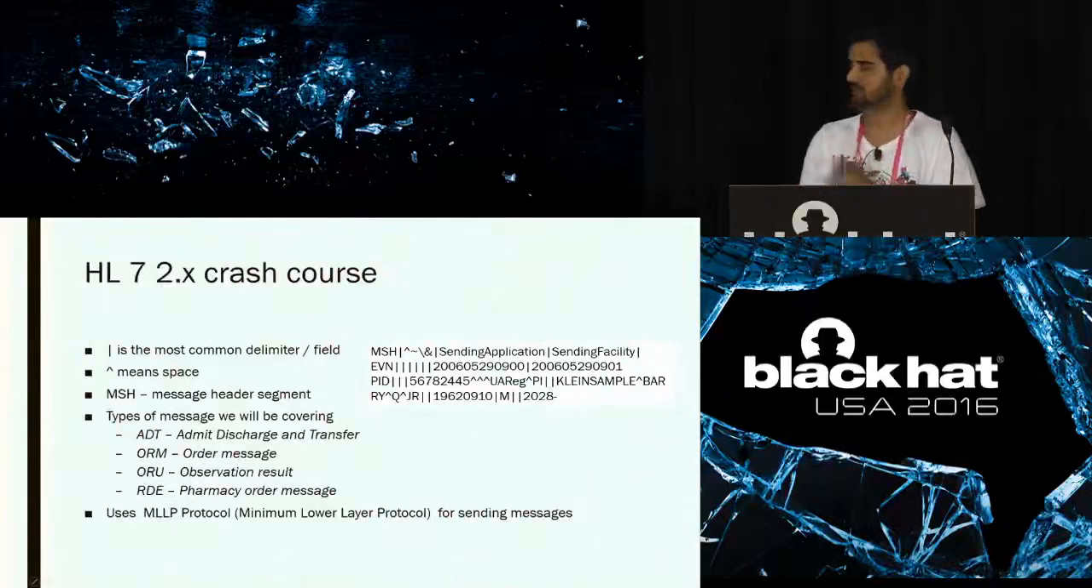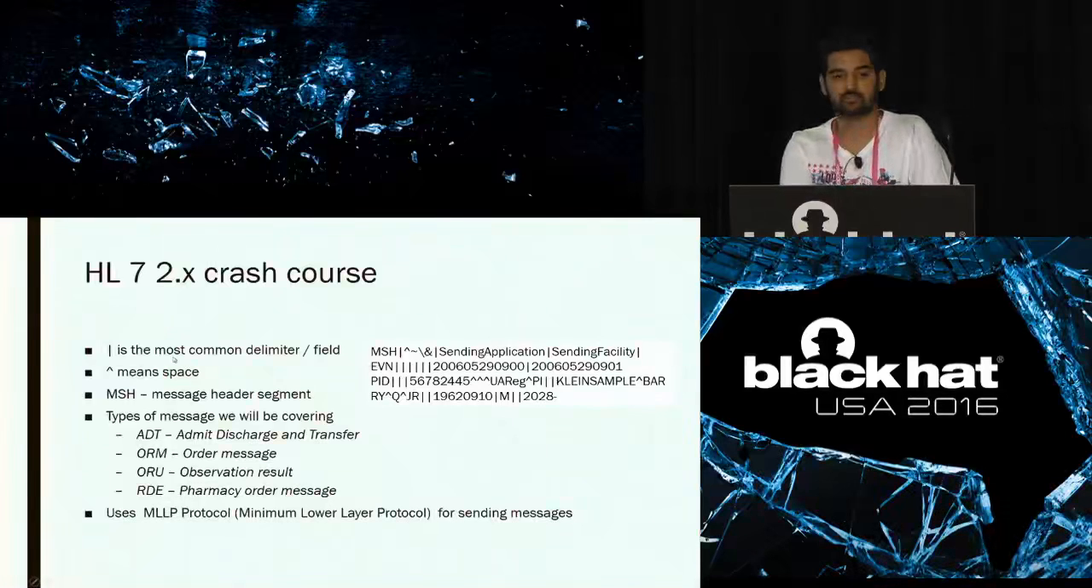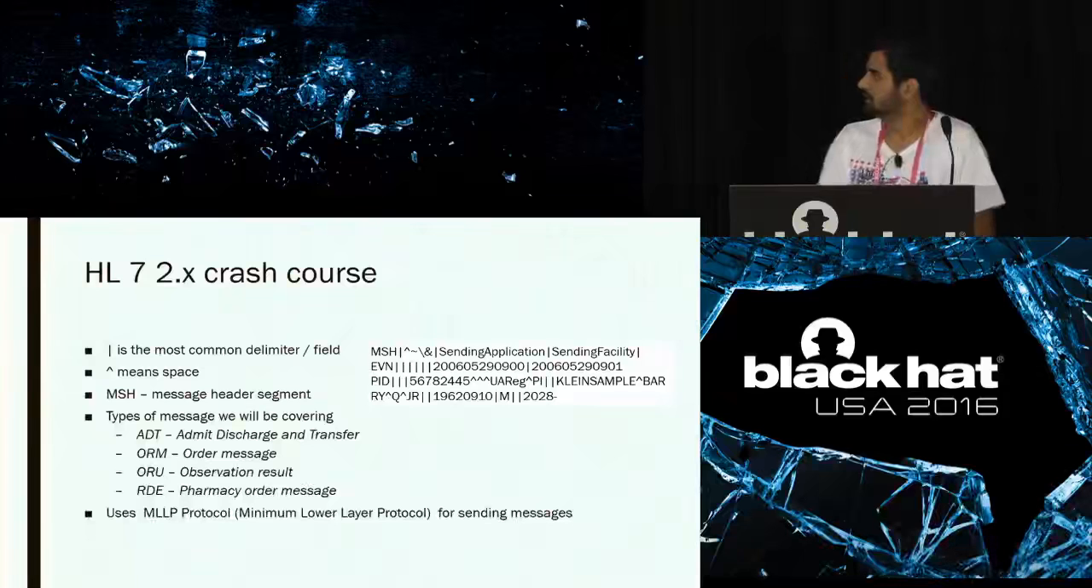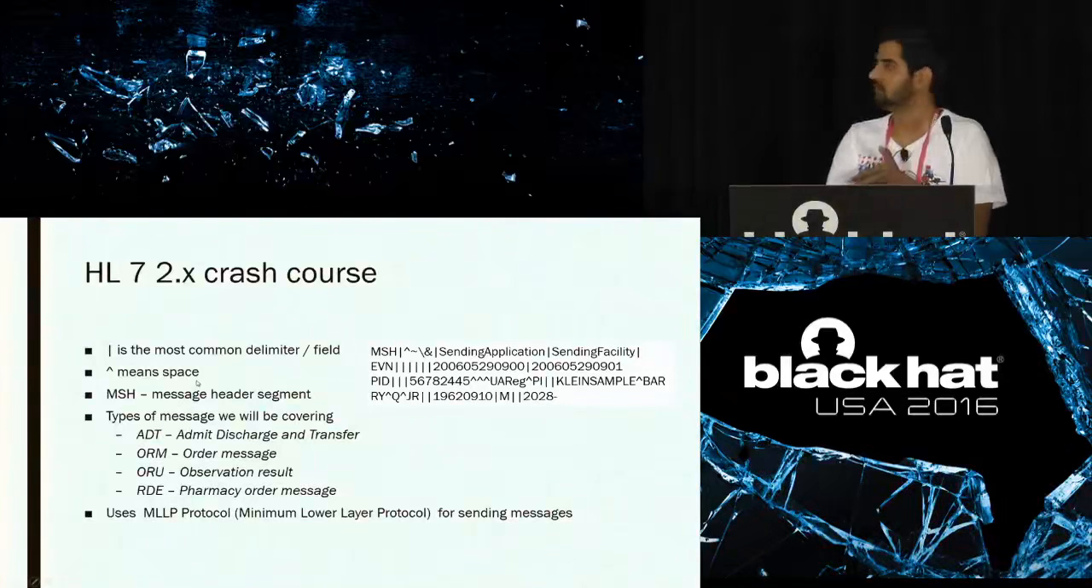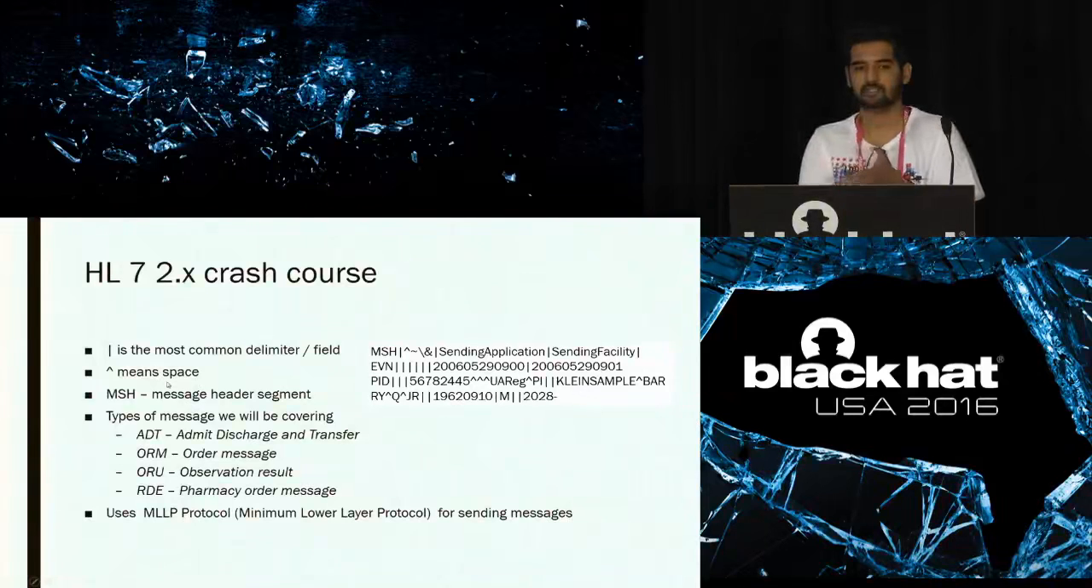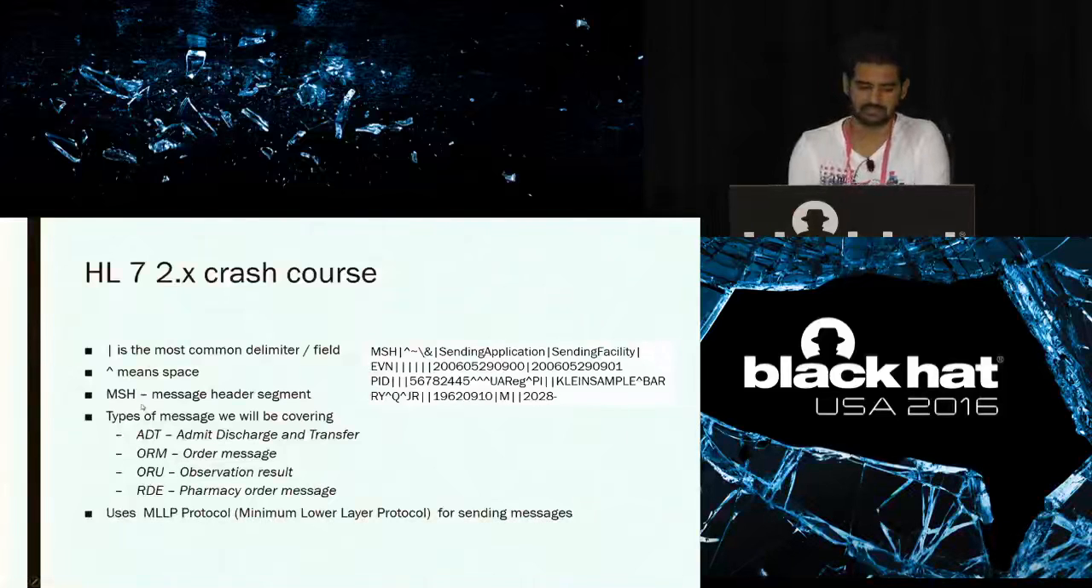So this is just the first line of an HL7 message. This is the MSH segment. Whenever you see an HL7 message, this is the most common delimiter. Please note that this can change with different standards or different vendors. The pipe symbol means there's a new field. The caret means space. So if I were to say John Doe, the space between them would be given by the caret symbol. All right, MSH is the header.